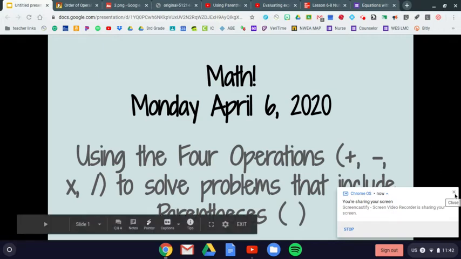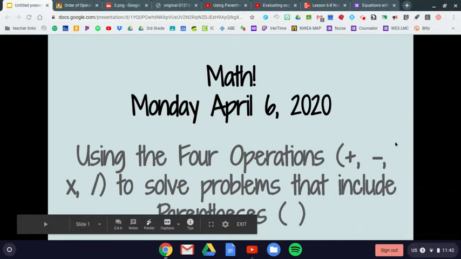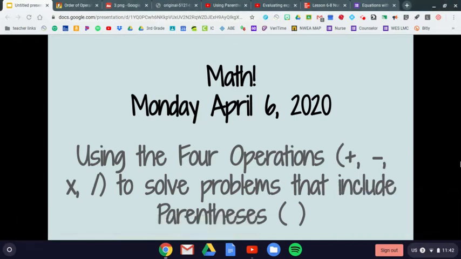Today we're going to teach you something new. We're going to use the four operations to solve problems that include parentheses. So your four math operations are, of course, addition, subtraction, multiplication, and division. And we're going to use parentheses. Parentheses are these two half circles that you see on the bottom of the screen.